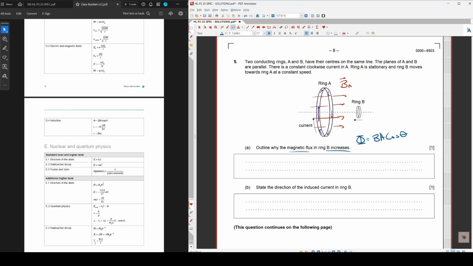So of the 3 possible answers I could have for why flux changes, in this case it's because B changes. So the magnetic field strength through ring B increases as it gets closer to ring A.